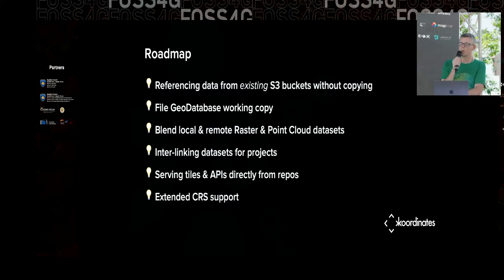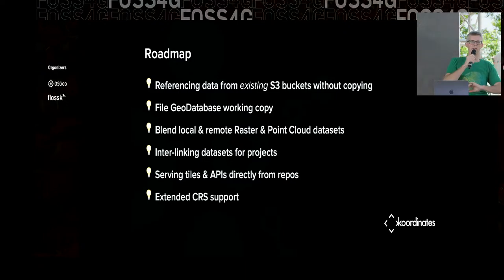So I talked about before, we want to reference data from existing S3 buckets without copying. So if you have an S3 bucket with lots of cloud GeoTIFFs in, what we want to be able to do soon is just point your repository at those tiles, and you can treat it as a CART repository. We already support multiple data sets in a repository. So these are basically different layers and different tables. And you can add in rasters and point clouds as well, keeping them together as a project.